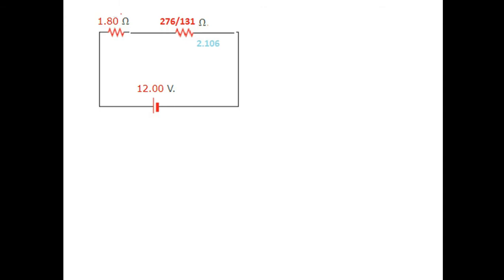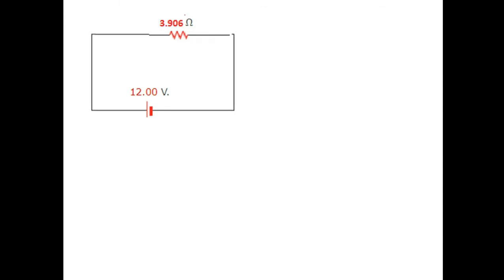As one of them is in decimal, I will take this also in decimal. So 276/131 is approximately 2.106 ohms. Now if we add them, we get 3.906 ohms. So now we have the R equivalent of the total circuit. We have to find the current through this R equivalent, so we will use Ohm's law to calculate the current flowing through it.